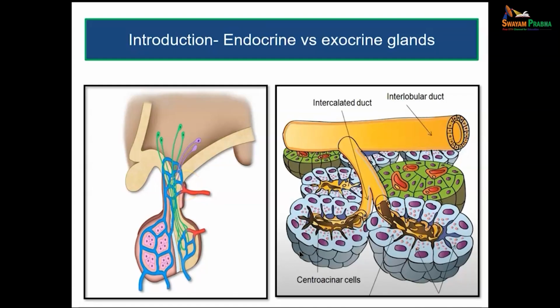Coming to the difference between an endocrine gland, which is called a ductless gland, and an exocrine gland, which is called a duct gland. The endocrine secretions formed in the cells are poured into the surrounding connective tissues, which in turn are poured directly into the surrounding blood capillaries. Whereas in an exocrine gland, the secretions are poured into the lumen of the acini, which are carried by the ducts to the target regions.